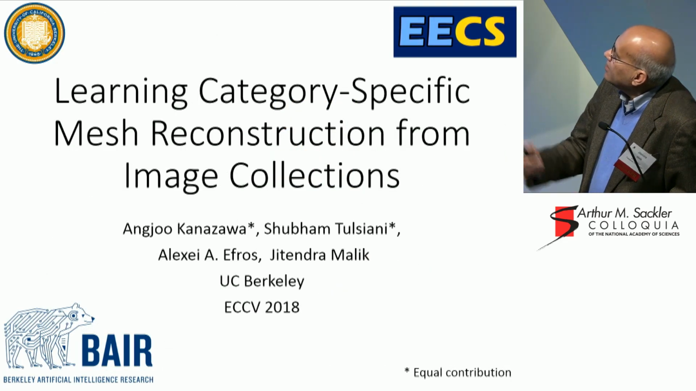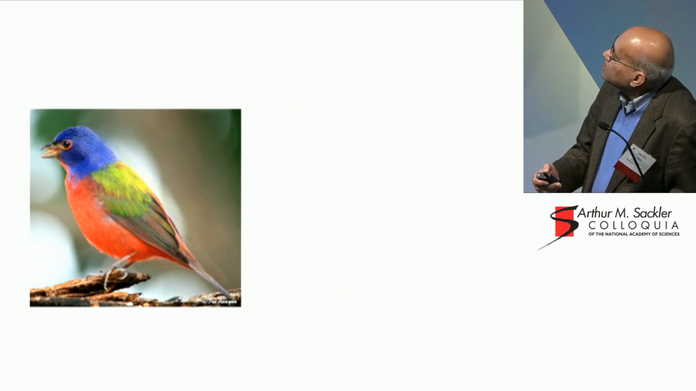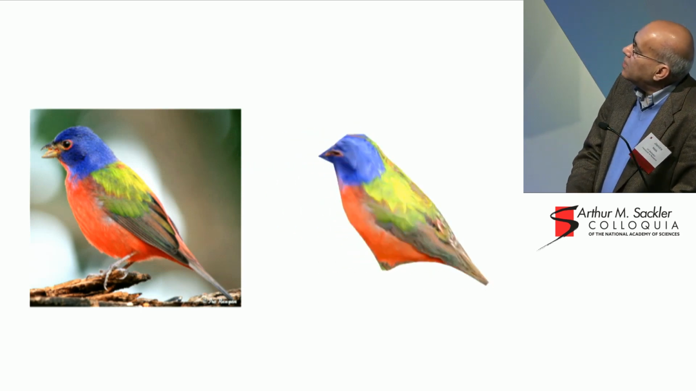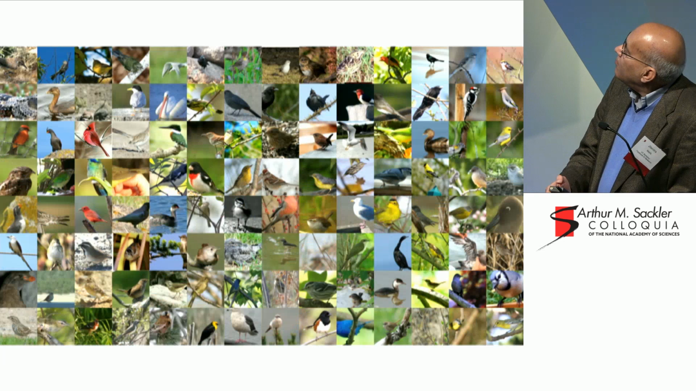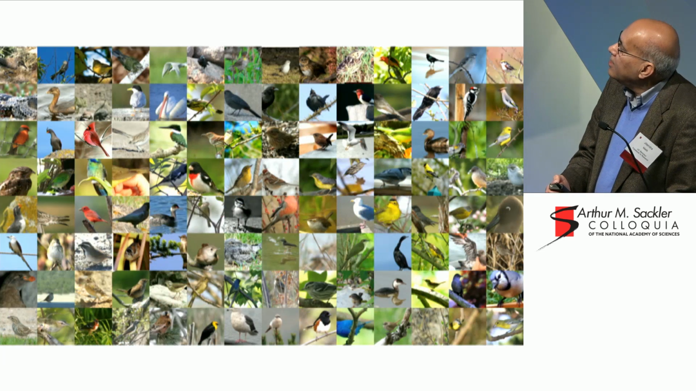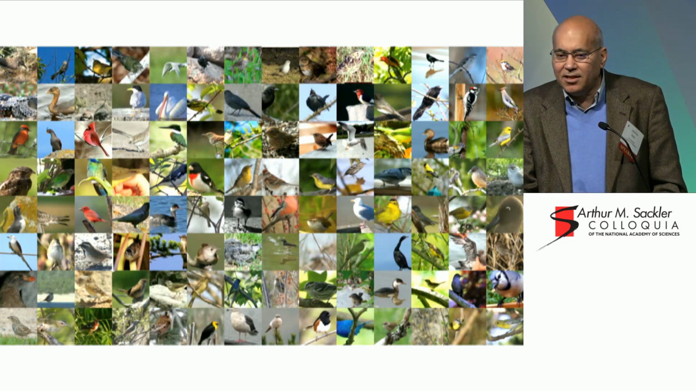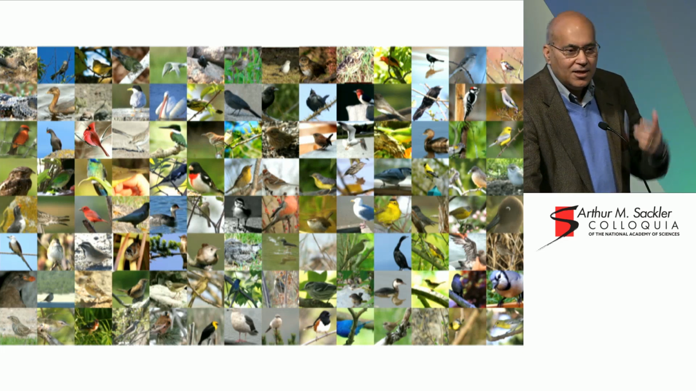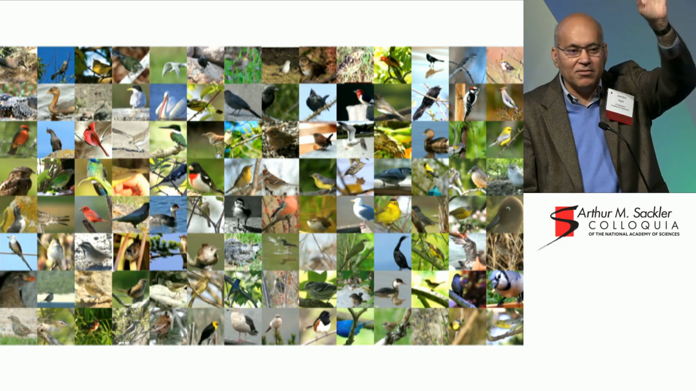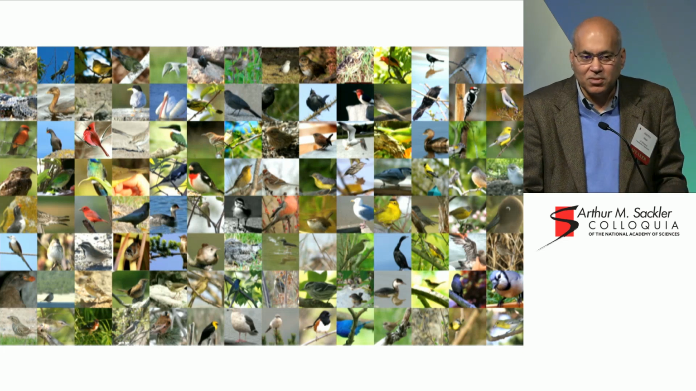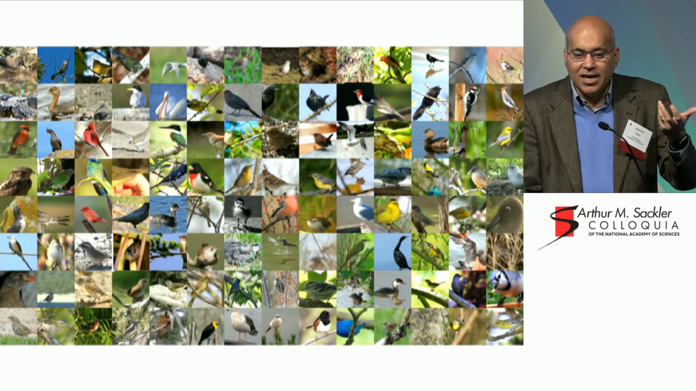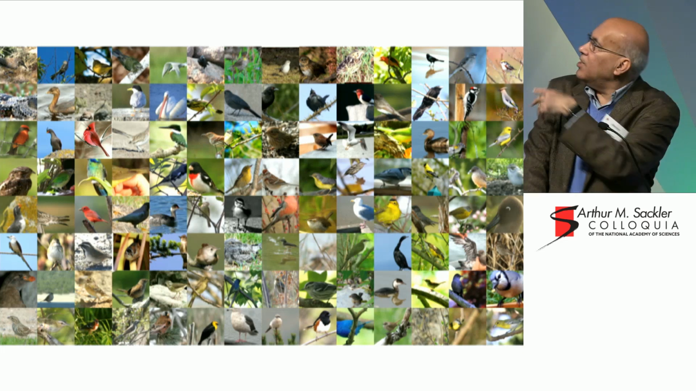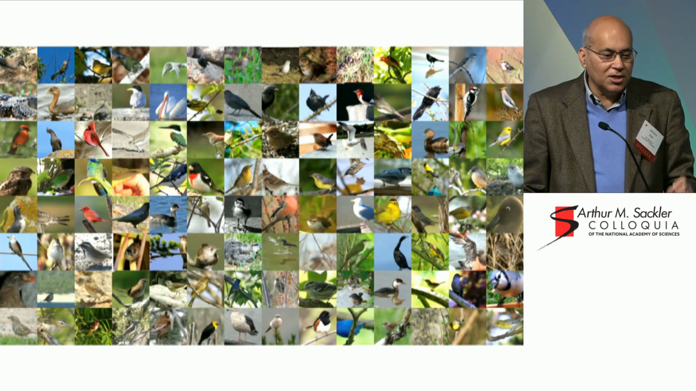And here's one piece of work which is trying to do this. So we have this bird, but when I look at this bird, I see it in 3D. But what enables me to see it in 3D? It's not stereopsis. The bird is so far away that there's not much of a disparity signal. It's really knowledge of that category. I have seen other birds before. I've seen thousands of birds before.